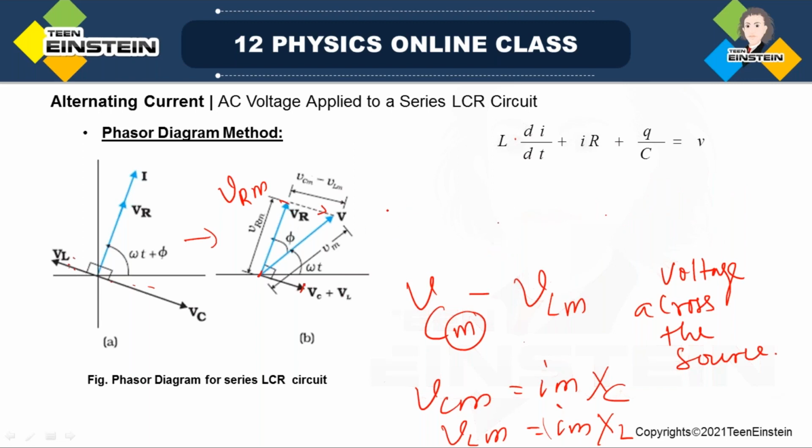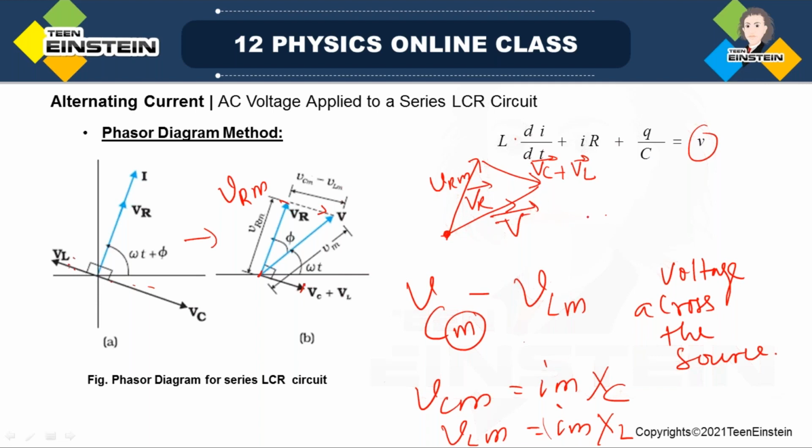Look, you have a triangle over here, in which you have this vector VR with magnitude VRM. You have another vector, the VC plus VL vector, and you have to give the vector notation. And this is the resultant vector, which is the source voltage V. So this is now reduced to vector addition by the triangular rule.